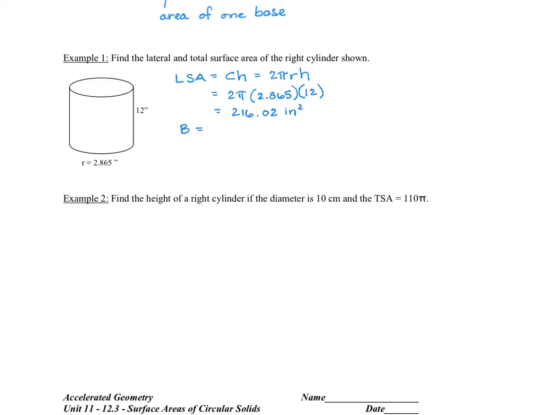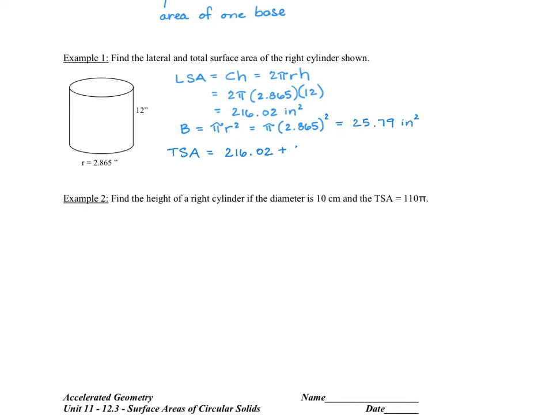To find the area of one base for a circle, that formula is pi r squared. And again, I know the radius is 2.865. And again, because I can't get that in exact form, I'll use the pi button on the calculator and find that the area of one base is approximately 25.79 inches squared.